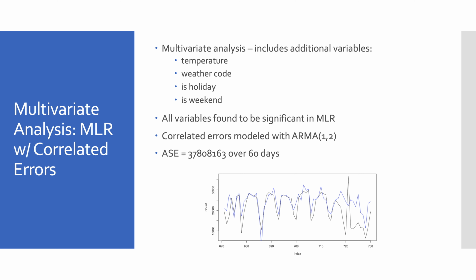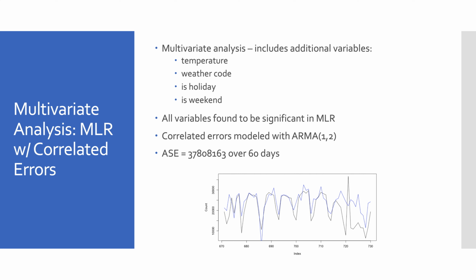Next, I want to do a multivariate analysis to try to leverage the extra information to get better forecasts. I first made a multiple linear regression model with correlated errors. In this model, I found that all of the variables were significant. So temperature had a strong positive coefficient, weather code had a strong negative coefficient, holiday had a fairly strong negative, and weekend had another strong negative coefficient.